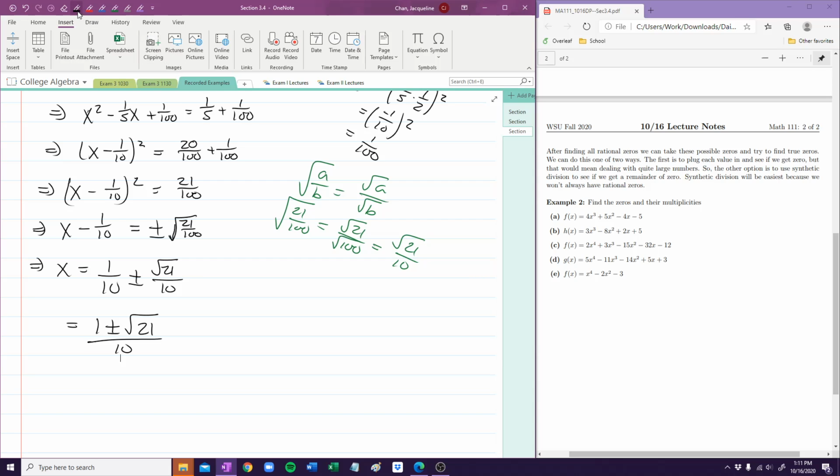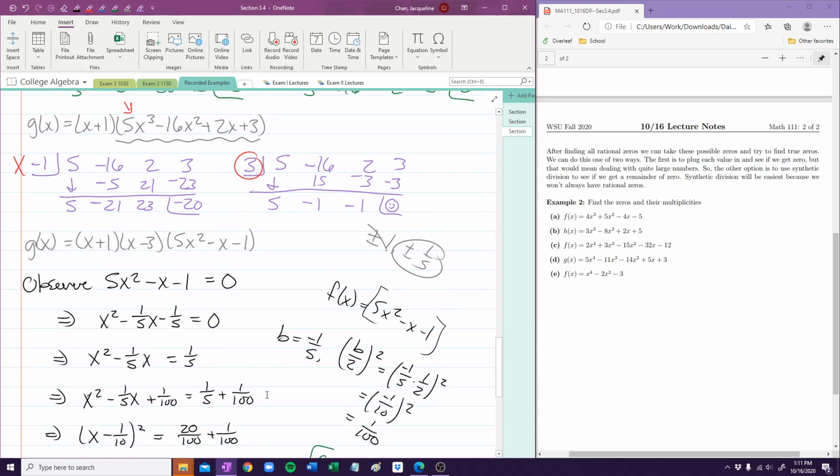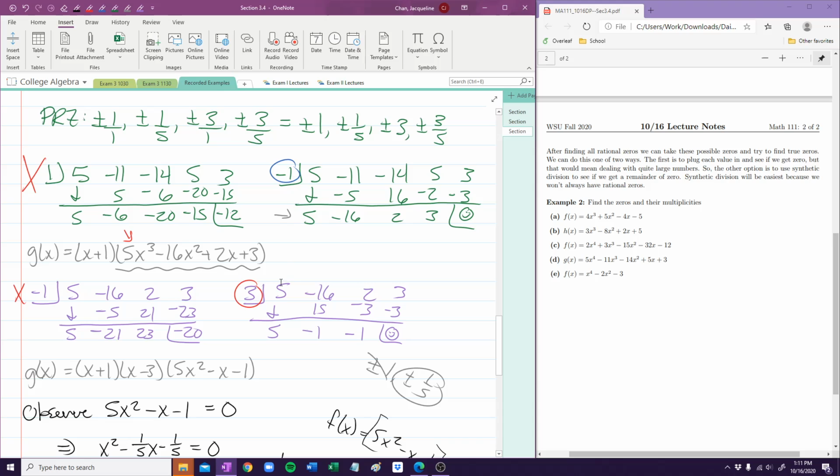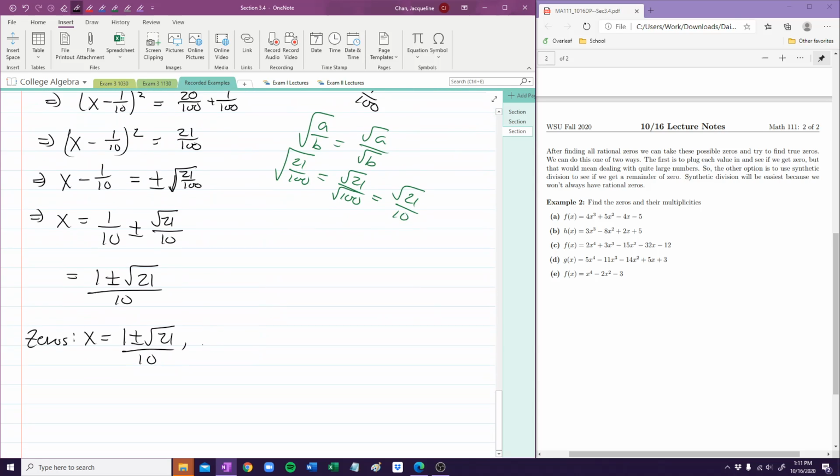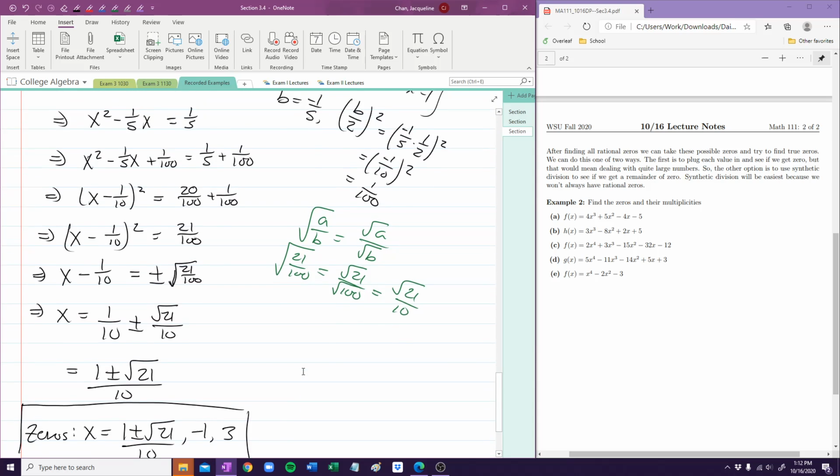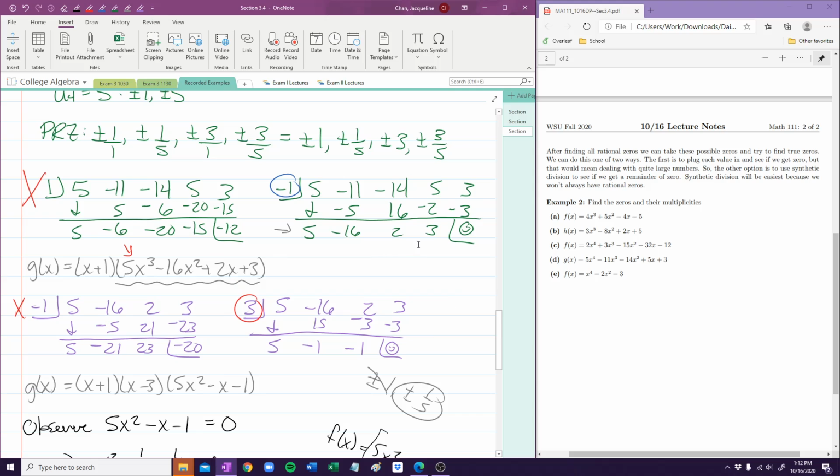Okay, so what does this tell us? So what are our zeros? Okay, it's x is equal to, you can go ahead and write this one, 1 plus or minus square root of 21 over 10. Okay, those are two zeros, remember two, so 1 plus and then the 1 minus. And then again, what do we find? We found that -1 and 3 are also zeros. Okay, since they all have multiplicity 1, we don't have to write multiplicity 1, right? So that is how you find zeros and their multiplicities, and this is how you use synthetic division multiple times.